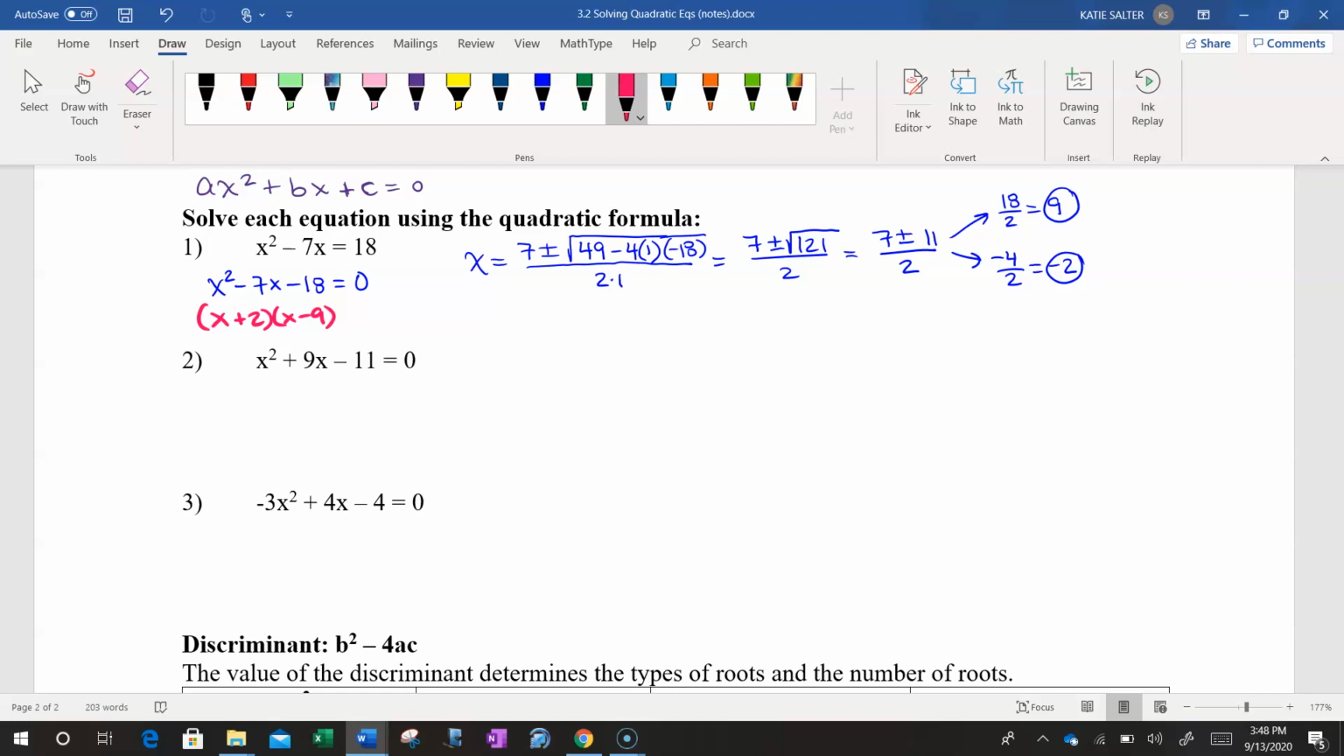So the next one's already set equal to 0. So we have our a. Remember, a is always the number in front. You got your a right here, b, and c. We're going to pop into the quadratic formula.